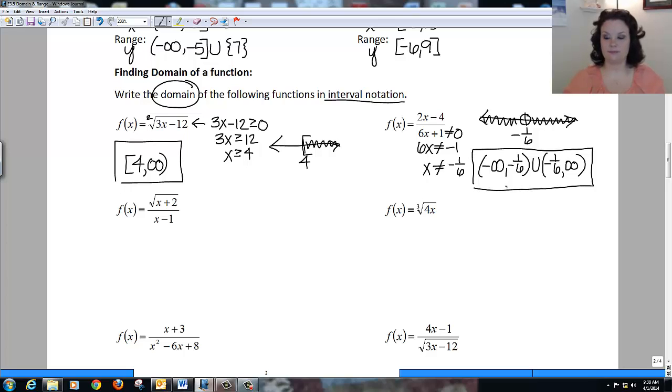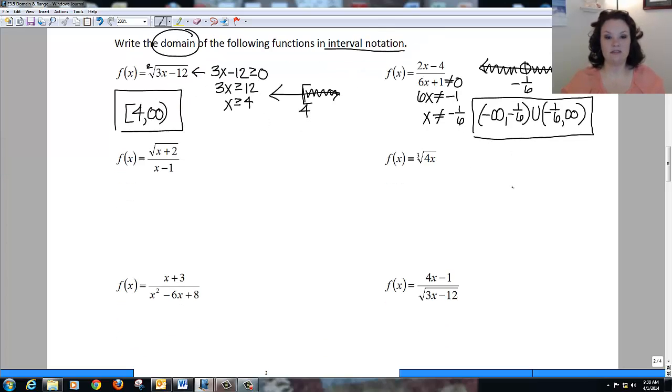Okay. All right, let's look at this next one. I have the square root of x plus 2 all over x minus 1. First thing I look for, do I have a denominator? Here I do. I have x minus 1. Denominators cannot equal 0. So I go ahead and solve this. If I move my 1 over, that tells me x cannot equal 1.